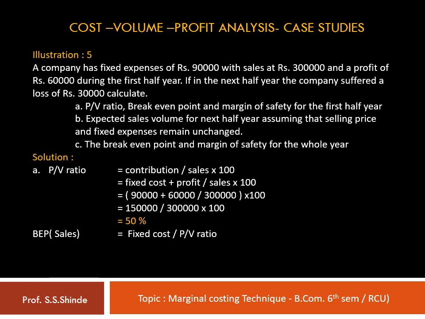Break-even sales is equals to fixed cost divided by PV ratio. So therefore, 90,000 divided by 50% gives us rupees 1,80,000. So in the first half of the year, the break-even sales is 1,80,000.